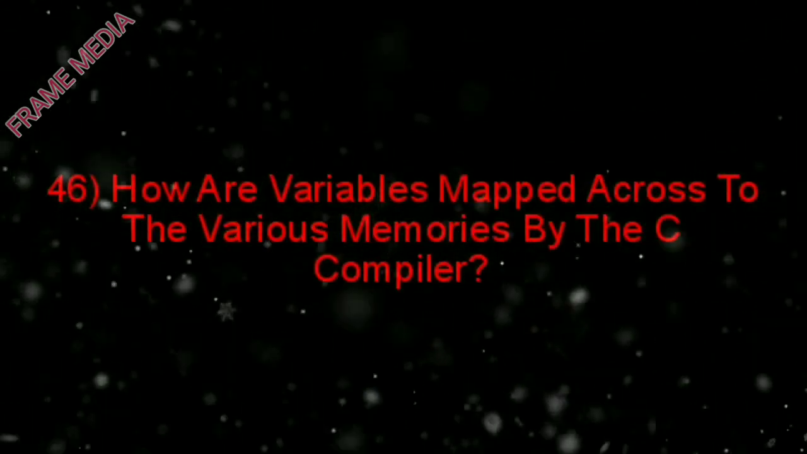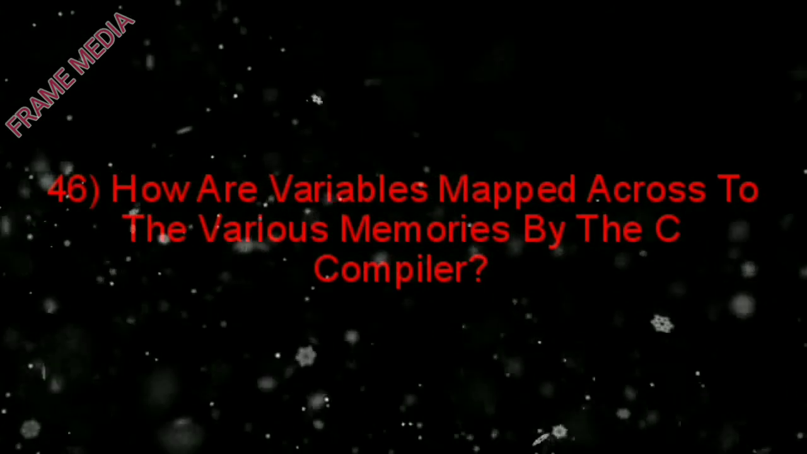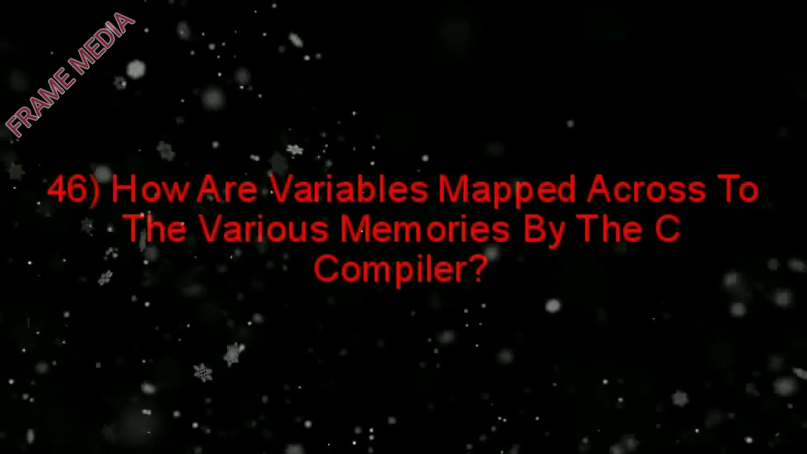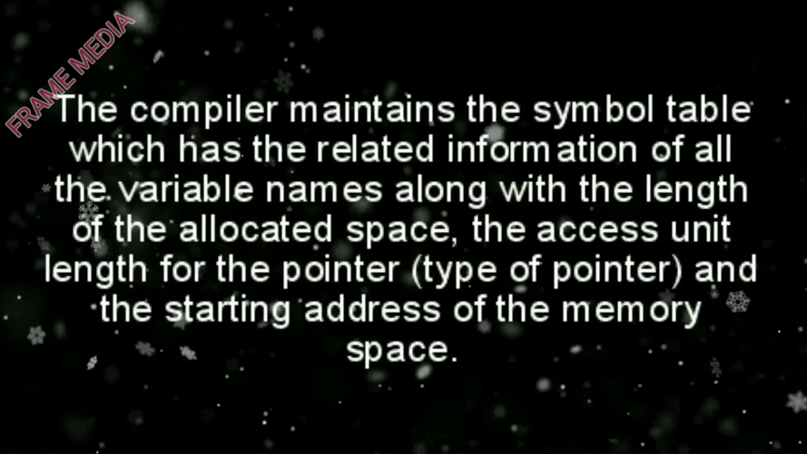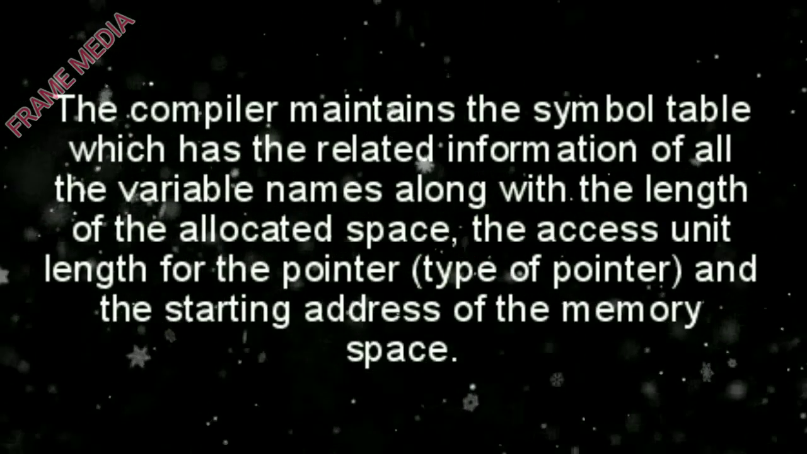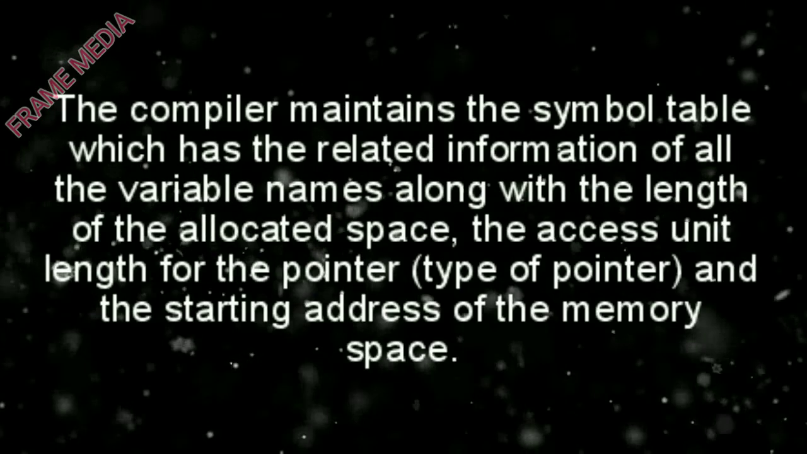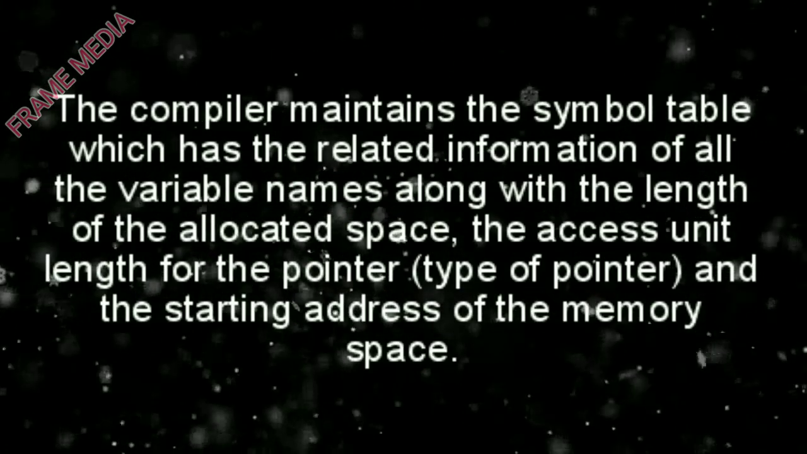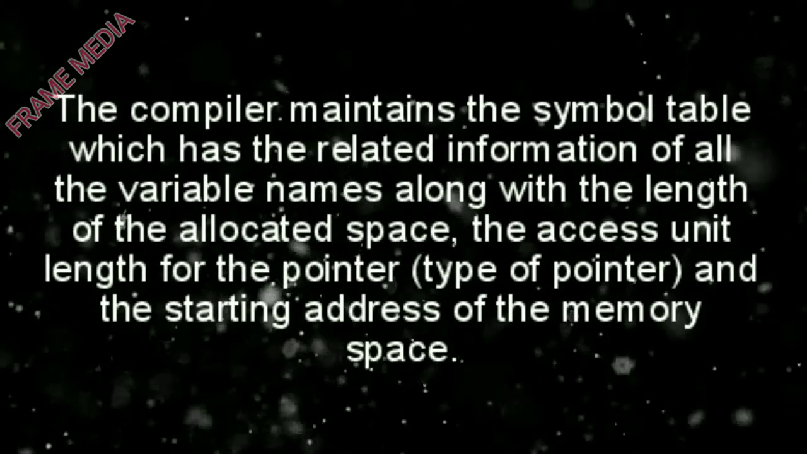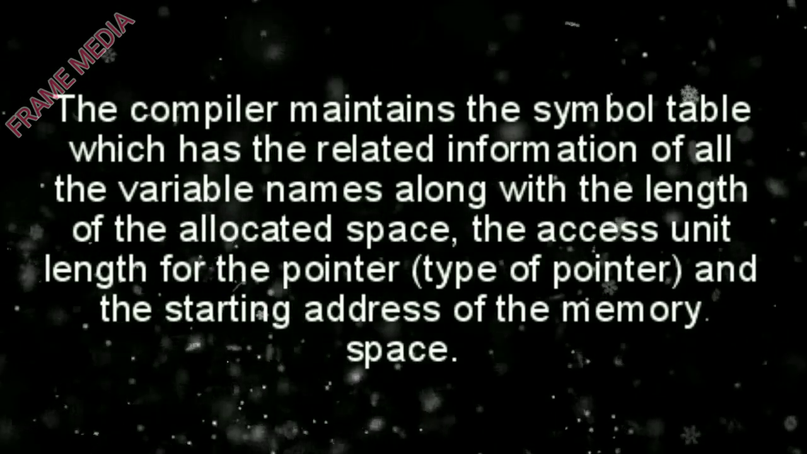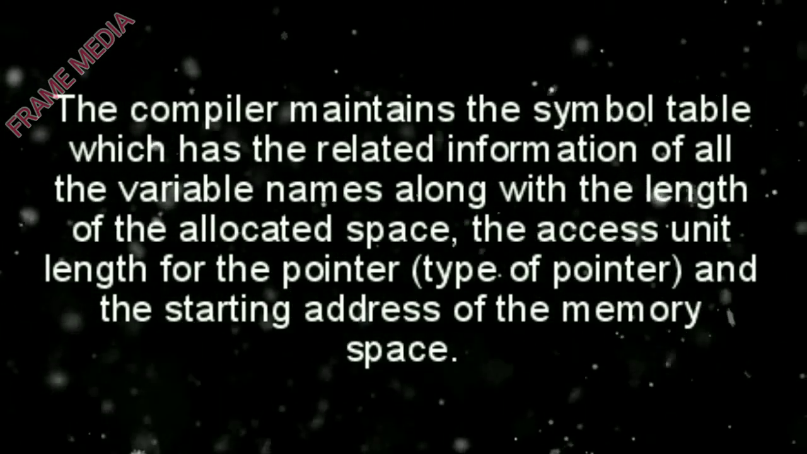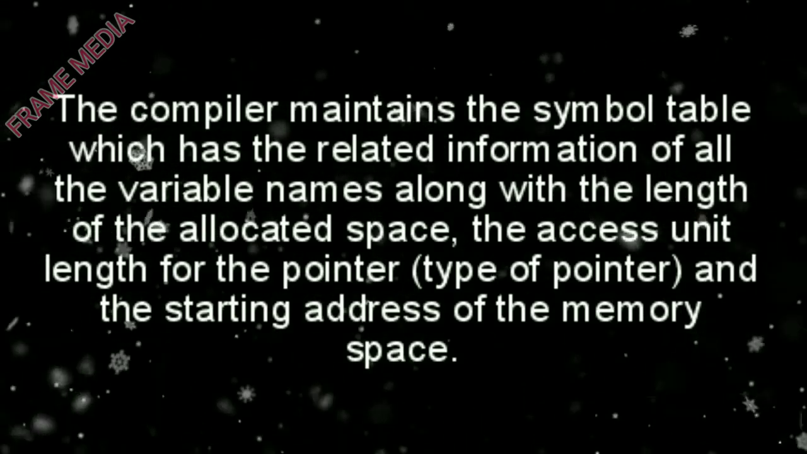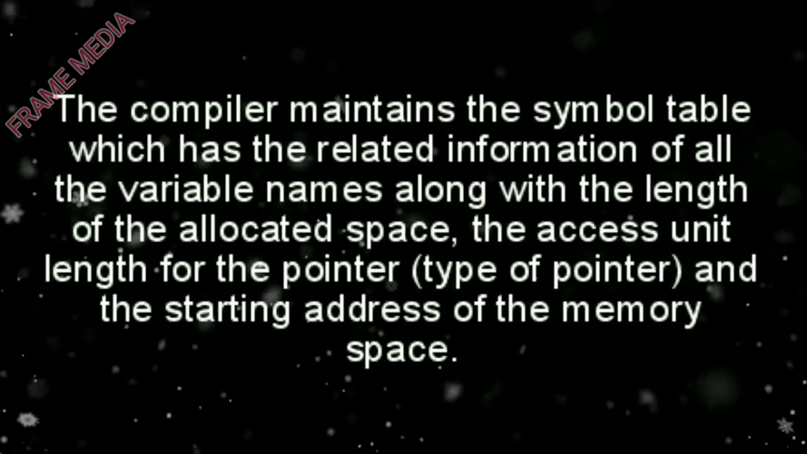Question number 46. How are variables mapped across to the various memories by the C compiler? The compiler maintains the symbol table which has the related information of all the variable names along with the length of the allocated space, the access unit length for the pointer, type of pointer, and the starting address of the memory space.